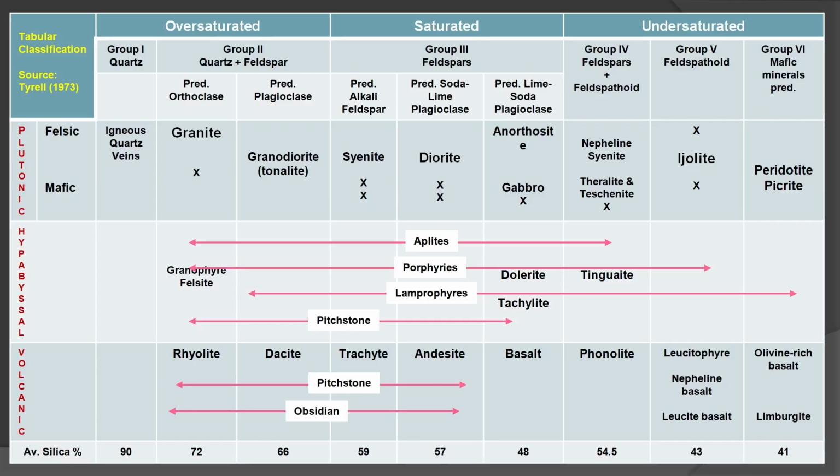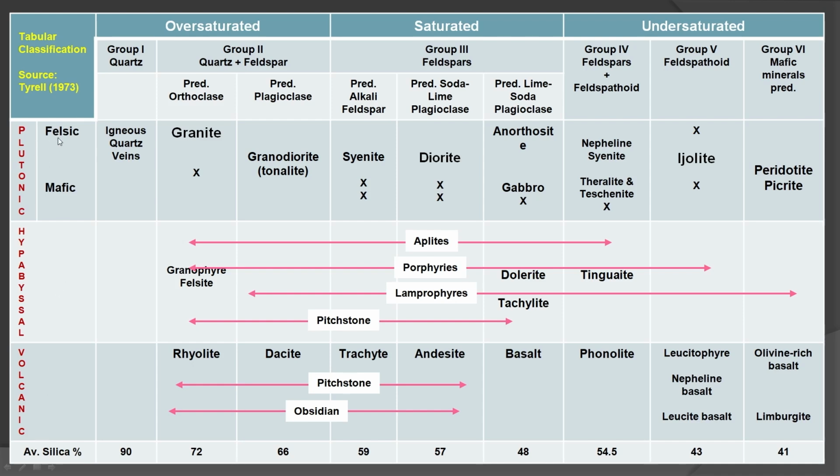You can see that there are different columns being shown in this table. We have the tabular classification. First, we have the plutonic, hypabyssal, and volcanic. These are the different modes of occurrence of igneous rock. Plutonic rocks are those which crystallize at a greater depth, hypabyssal at a relatively shallower depth, and volcanic ones are the ones which are erupted on the surface of the earth.